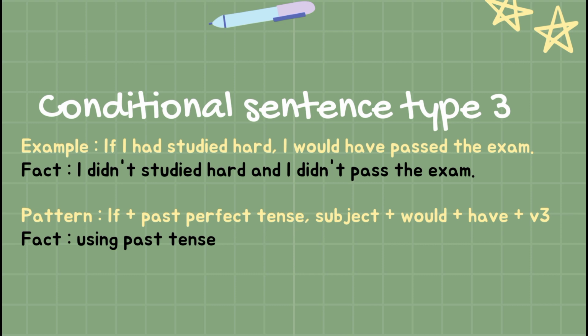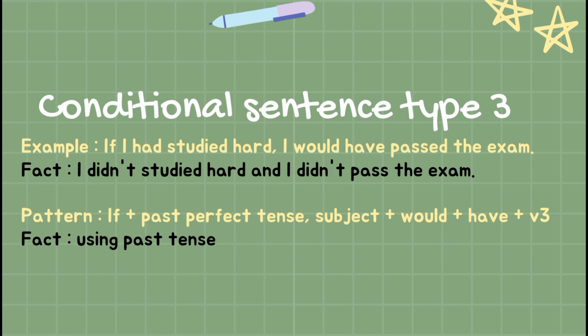Okay, now let's talk about conditional sentence type 3. Conditional sentence type 3 is about something that didn't happen. For example, if I had studied hard, I would have passed the exam. So the fact is, I didn't study hard and I didn't pass the exam.